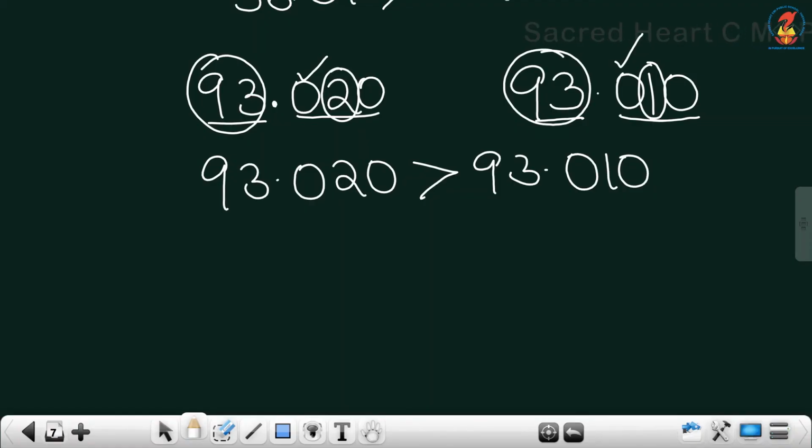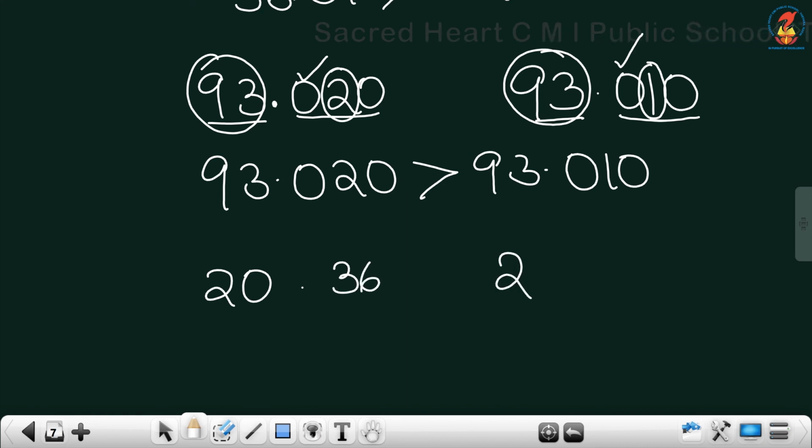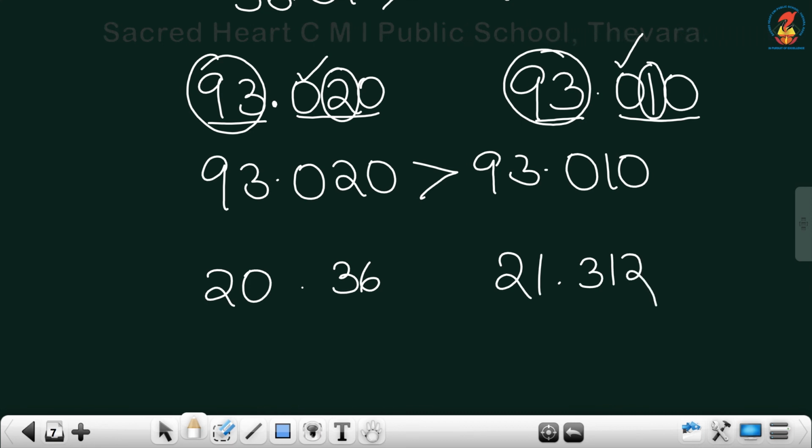One more example, suppose the question is 20.36 and 21.312. Okay, what is the first step? You have to convert them into like decimals. We have to compare these two numbers 20.36 and 21.312. First you count which number is having the greatest number of decimal places. Here 3 digits are there, here only 2 digits. So by giving 1 zero, we will convert that into like decimals.